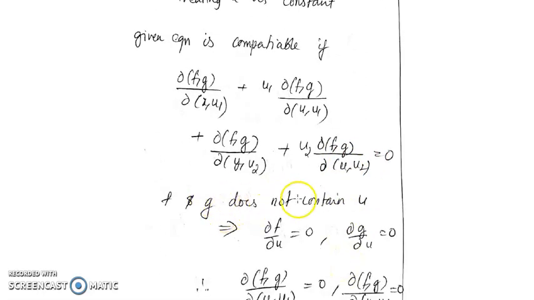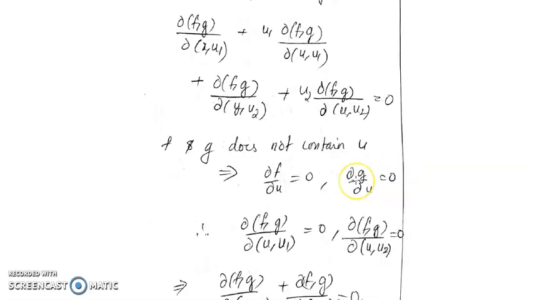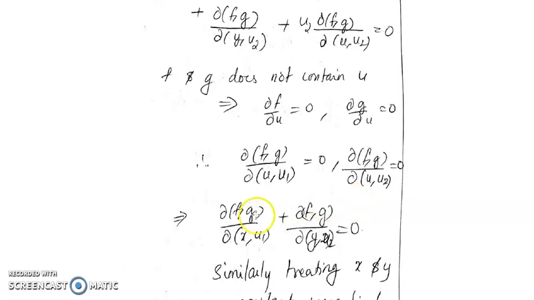f and g do not contain u, so dou f by dou u and dou g by dou u will be equal to 0. So that gives fu and gu, so this determinant will be equal to 0. So here also you will have fu and gu, so these two terms are 0. So that will give you dou of fg by dou of xu1 plus dou of fg by dou of yu2 equal to 0. So that gives the first condition.